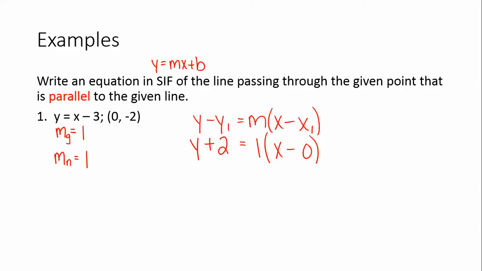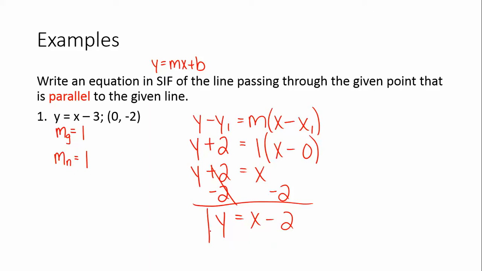Now we need to put this in y equals mx plus b form, so we're going to distribute. So we get x minus 0 or plus 0 or whatever you want to put back there, nothing if you want. And now we're going to subtract 2 from both sides. So we get y equals x minus 2. So the equation of the line that's parallel to the given line that goes through this point is y equals x minus 2.